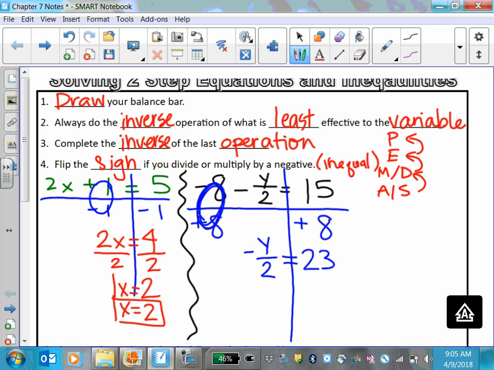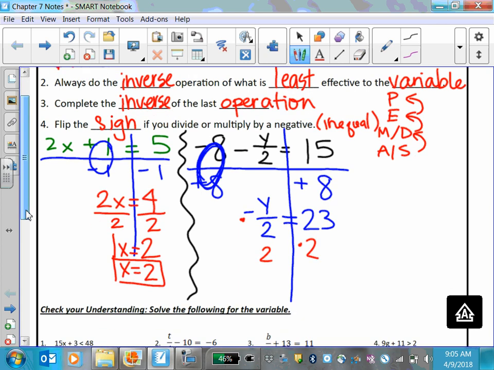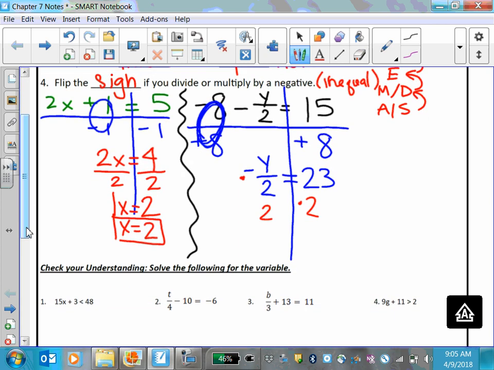Anybody confused up to this point? All right. So, what mathematical operation is happening? Division. What's the opposite of division? Multiplication. So I'm going to multiply both sides by 2. So if you divide by 2, then multiply by 2, you're just left with negative y equals 46. Do I want to know what negative y is, though? So if negative y is 46, what's positive y?